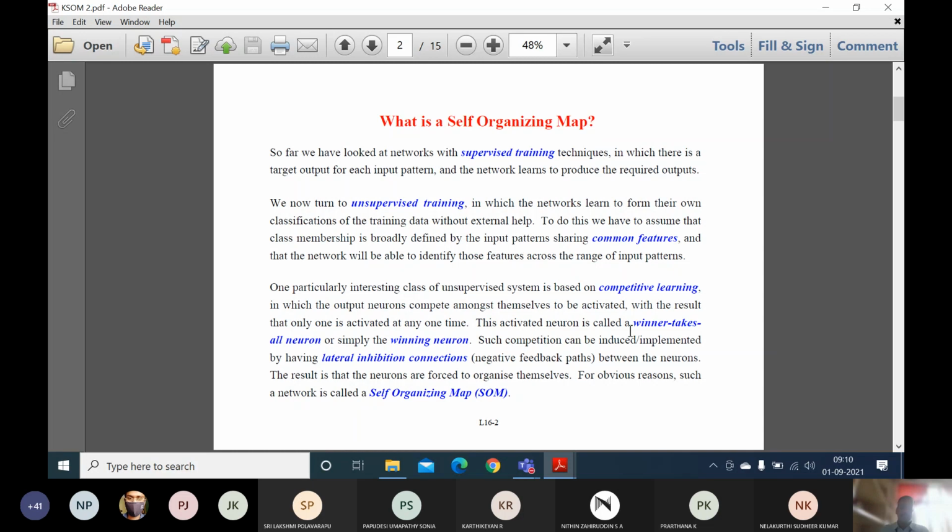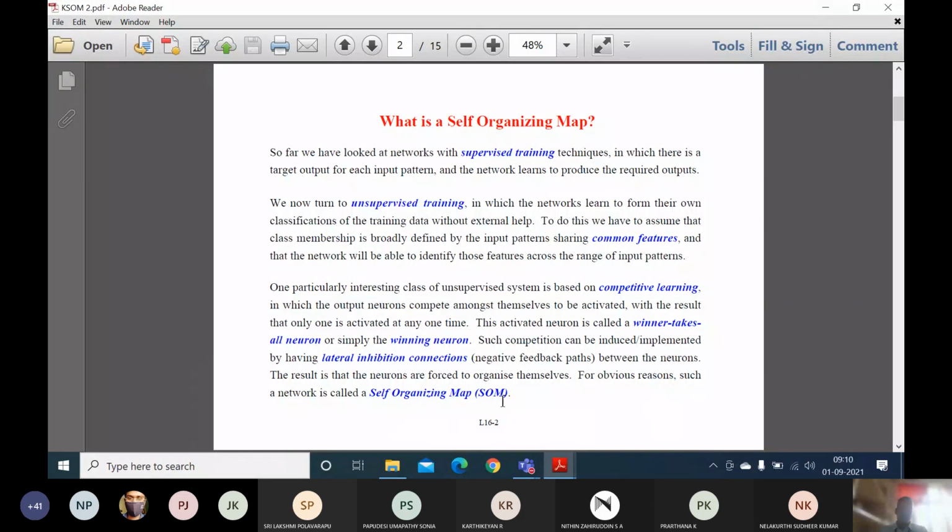Such competition can be induced or implemented by having lateral inhibition connections. Lateral inhibition connections are nothing but negative feedback paths among the nodes available in the self-organizing map architecture or network. So we are trying to induce such competition by having lateral inhibition connections, which are negative feedback paths between the neurons in the SOM network.